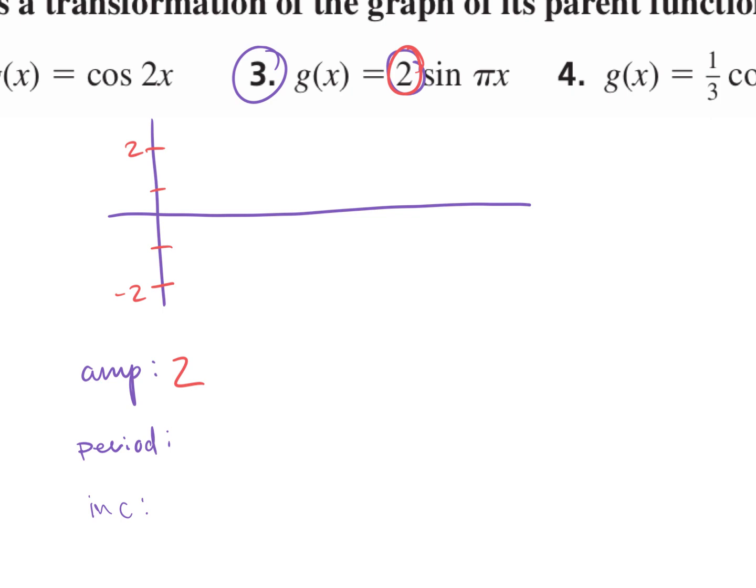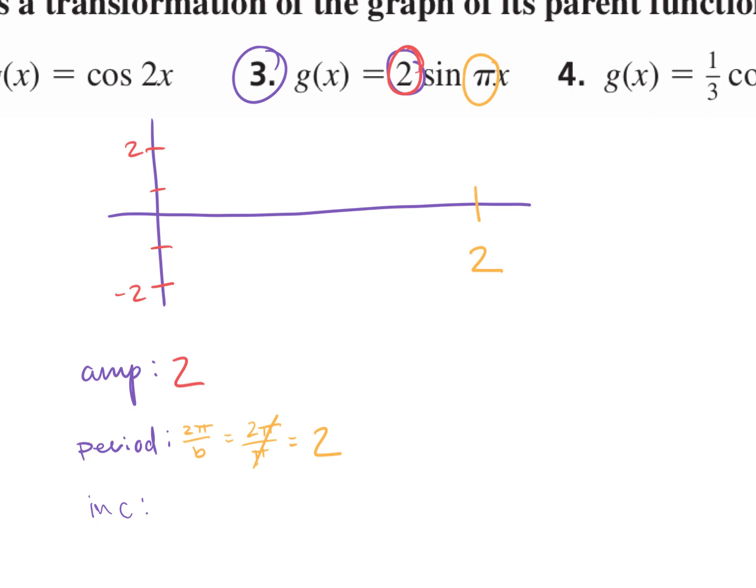Now, period, what's the formula I use for period? 2 pi over b. And what's my b here? Pi. It's what gets multiplied to the x, so that is pi. So I have 2 pi over pi. So when we simplify, the pi's cancel, and what would our period be? 2. So we end at 2.